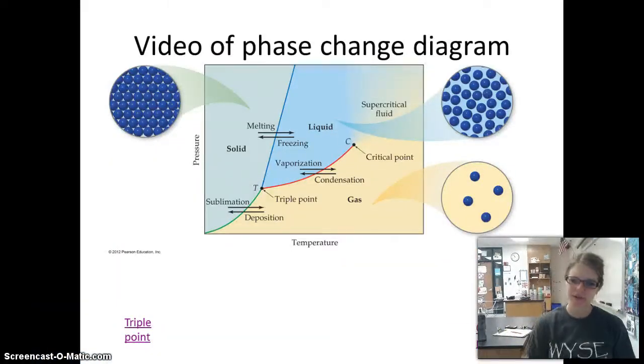Okay, so we saw the supercritical fluid. Since the liquid and gas have about the same density in that supercritical fluid, we can't tell one from the other. And so we can't have a line to show the different phase changes. That happens at our critical point. The pressure and temperature at which that happens is called the critical point.